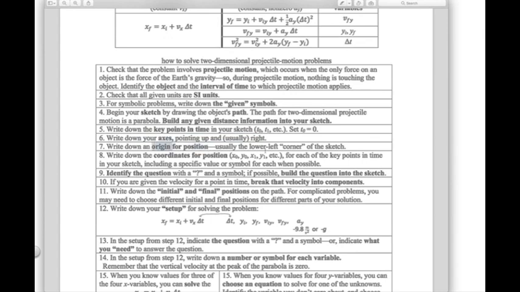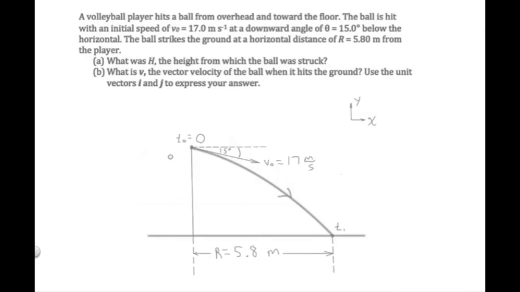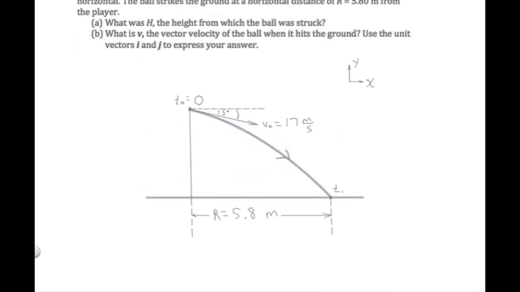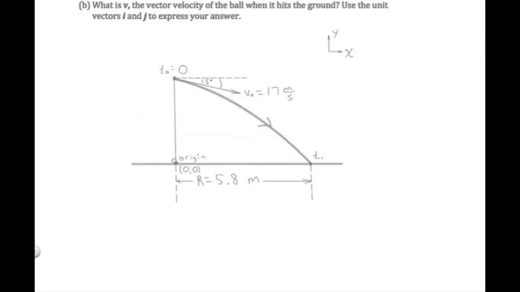And as we discussed in the previous video, usually for projectile motion problems, we want to choose the lower left corner of the sketch as our origin. And again, we should actually write that down, not just think about it. This is the lower left corner. So here's our origin in the lower left corner.